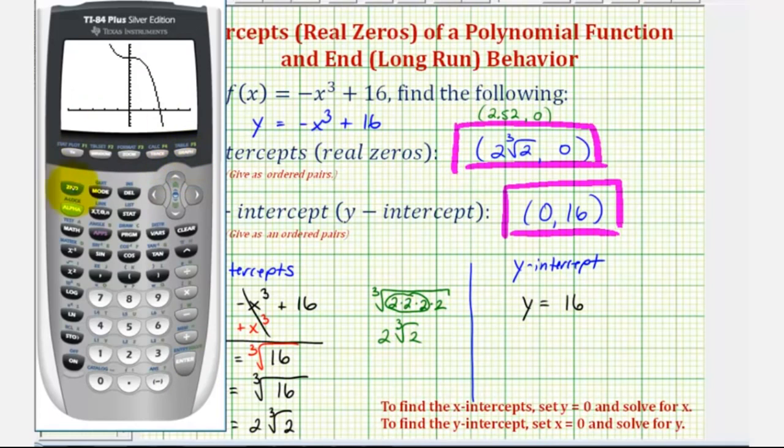And now to check the y-intercept, we're going to use the table of values. So to set up the table, let's press second window. Start the table at 0. Enter. Then changing the table, let's change this to ones. So the table will start at 0 and then change by ones. And now if we press second graph, very quickly notice that when x is 0, y is 16, verifying our y-intercept.